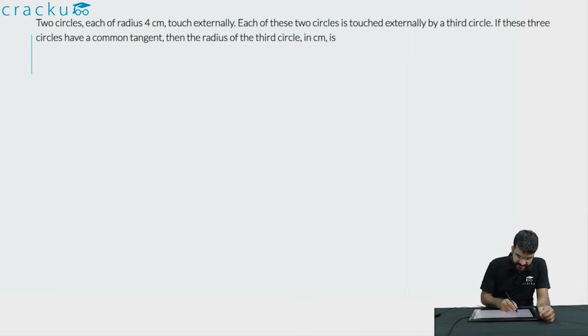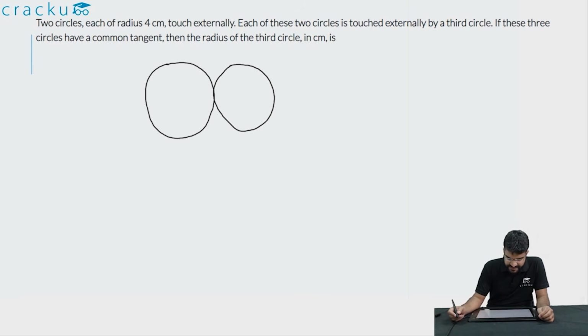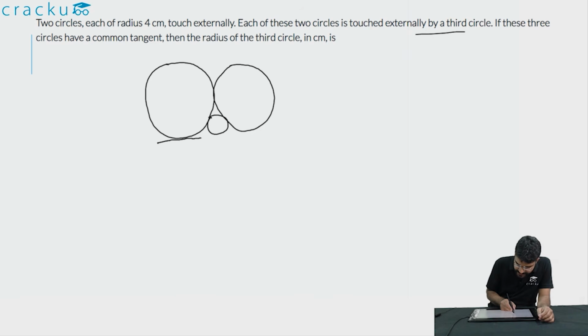In this question, it is given that there are two circles. The radius of each of the circles is 4 centimeters. So let us first draw both the circles. They are touching each other. They touch each other externally. Each of the two circles is again touched externally by a third circle. If these three circles have a common tangent, so as there is a circle which is touching these two circles externally and there is a common tangent, let us assume that this is the common tangent and this is how the circles look like. Now we are told that the radius of the bigger circles is 4 centimeters.